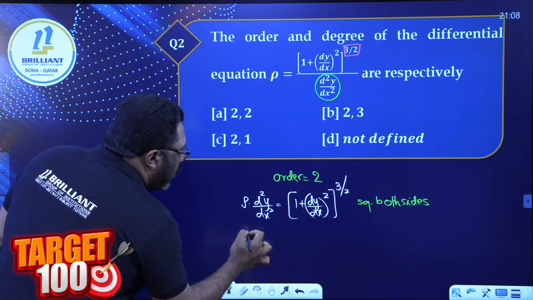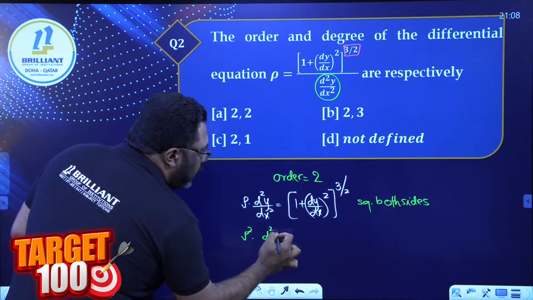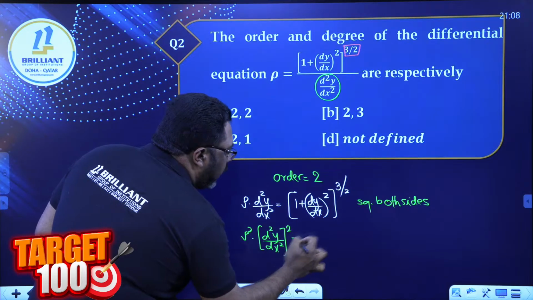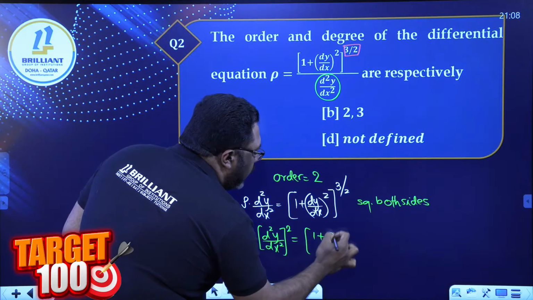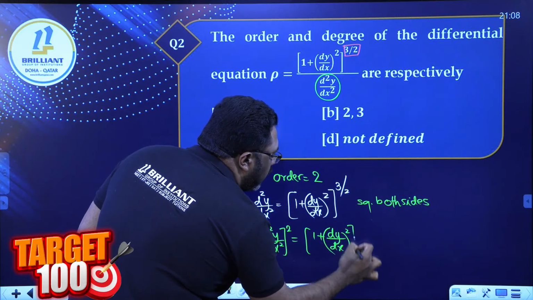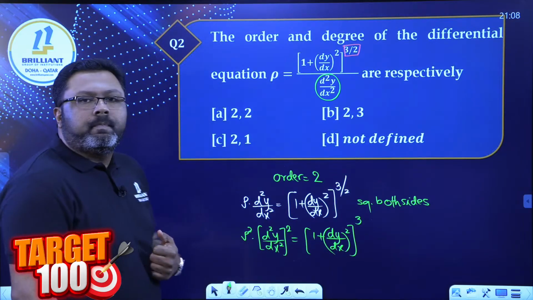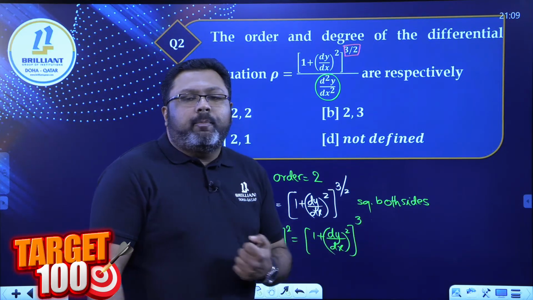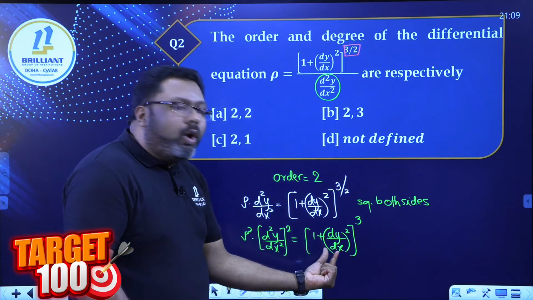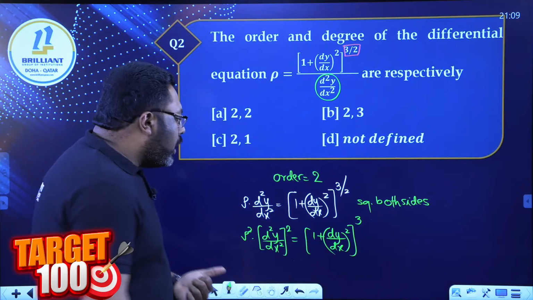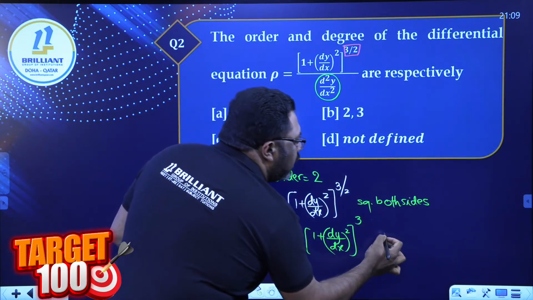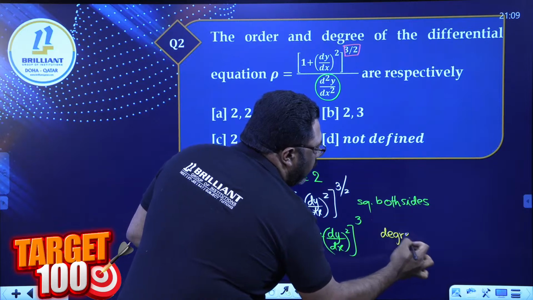You get rho squared, (d squared y by dx squared) whole squared equal to (1 plus dy by dx the whole squared) the whole raised to 3. Now I have got a function which looks like a polynomial form. Yes, it's a polynomial form in terms of the differential coefficients. So can you please tell me now what's the degree of this differential equation?